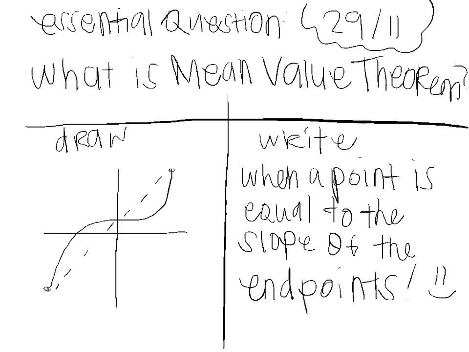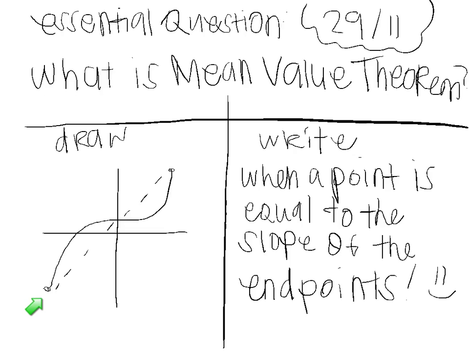The other essential question for the 29th of November is, what is the mean value theorem? The mean value theorem is when a point is equal to the slope of the endpoints. So if you could see in my example right here, it's a kind of squiggly line. And the points don't lie on the same axis.